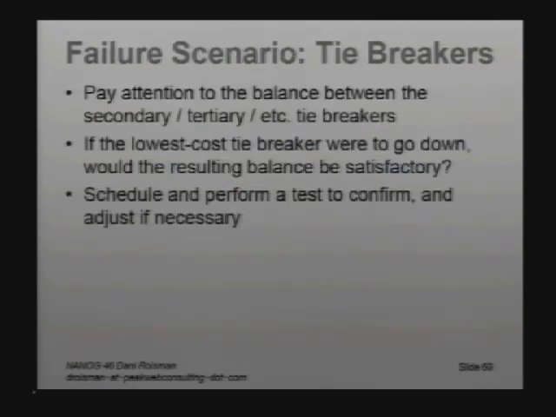Then afterwards, you got your great balance, and you got your 3 links up. That's wonderful. But now you have to think failure scenario. So pay attention to the balance, who's secondary, who's tertiary especially. Because what happens if the lowest cost breaker goes away? If that AS3 were to go away, would the resulting balance be satisfactory? Maybe your secondary, tertiary, maybe need to flip them around.